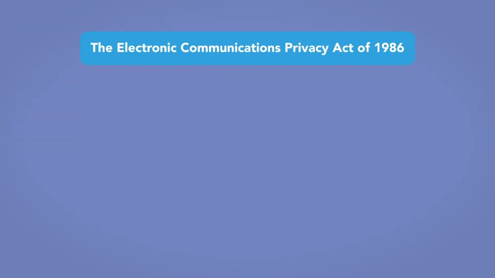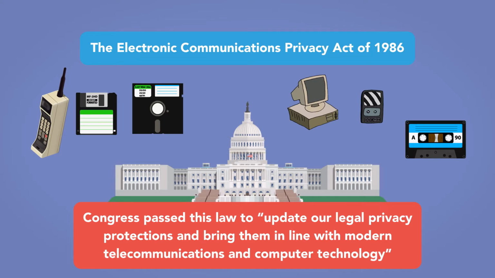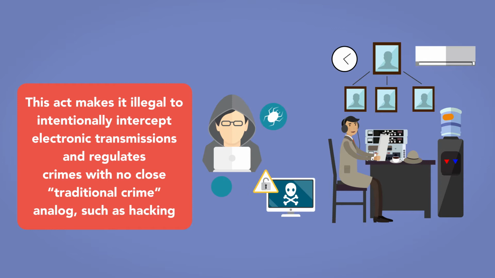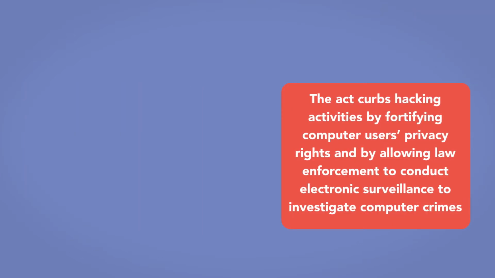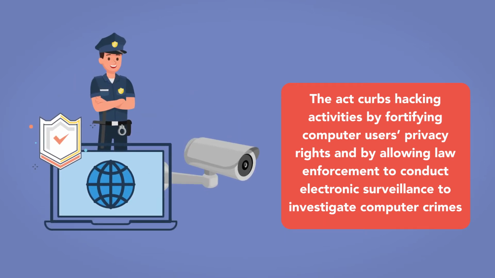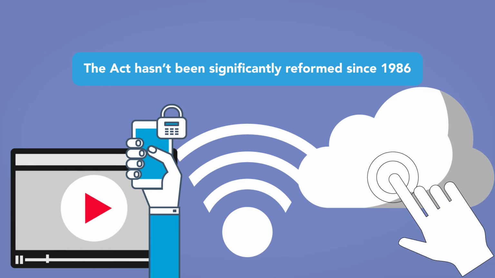Finally, let's consider the Electronic Communications Privacy Act of 1986. Congress passed this law to update our legal privacy protections and bring them in line with modern telecommunications and computer technology. This act makes it illegal to intentionally intercept electronic transmissions and regulates crimes with no close traditional crime analog, such as hacking. The act curbs hacking activities by fortifying computer users' privacy rights and by allowing law enforcement to conduct electronic surveillance to investigate computer crimes. However, the Act hasn't been significantly reformed since 1986, so it doesn't offer meaningful electronic privacy protections for new technologies, such as mobile phones and cloud computing.